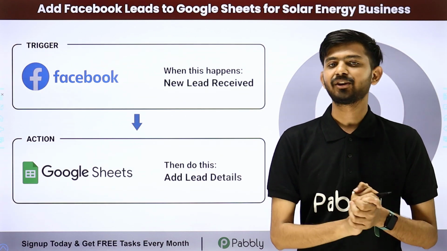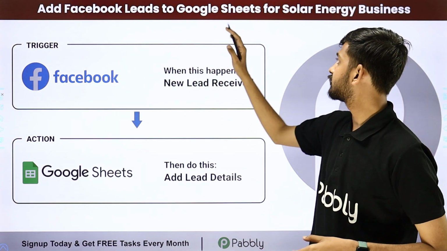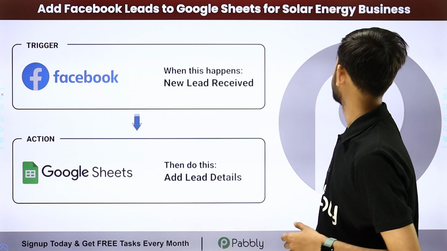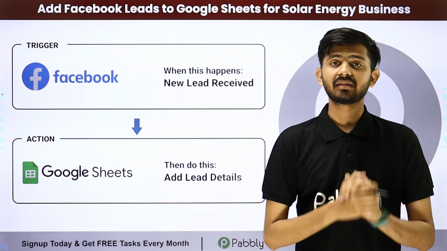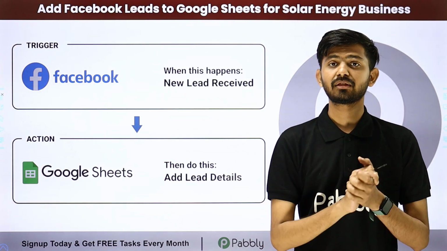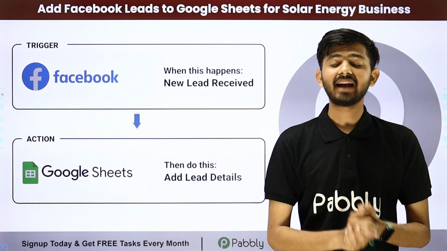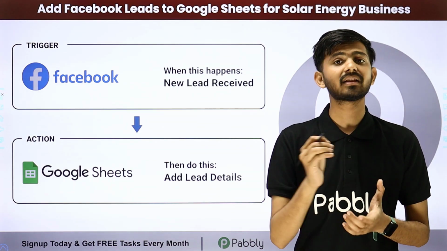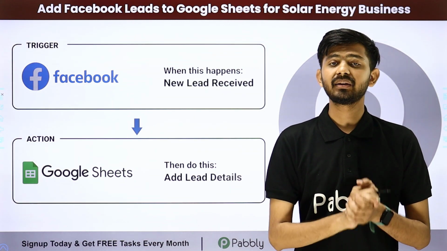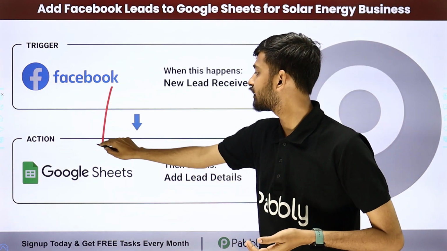Hello everyone, today our topic is how to add Facebook leads to Google Sheet for solar energy business. So here my objective is that whenever I get a new Facebook lead for my solar energy business in Facebook lead ads, then automatically I want to add these lead details in my Google Sheet as a new row. So for that I have to build a connection between Facebook lead ads and Google Sheet.